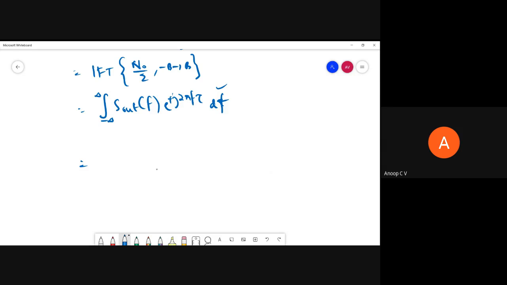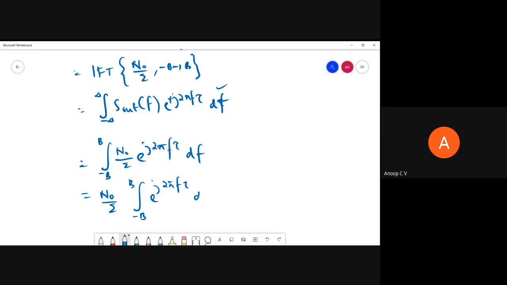So it reduces to the integral from minus B to B of N naught by 2 times e power j 2 pi f tau df. This N naught by 2 is a constant, we can take it out. Then the integral from minus B to B of e power j 2 pi f tau df. The integral of e power j theta d theta is e power j theta itself. So here it is e power j 2 pi f tau, so this will be equal to N naught by 2 times e power j 2 pi f tau.